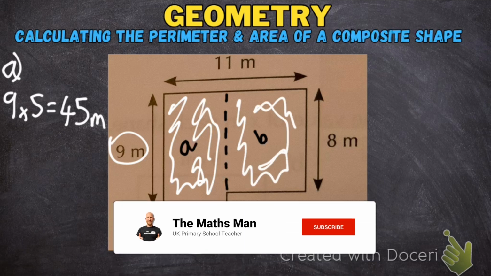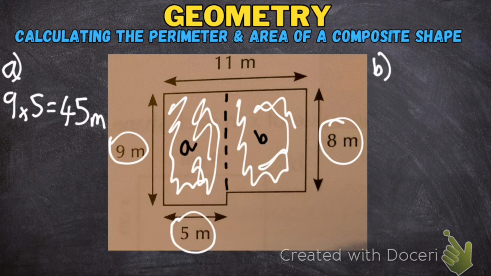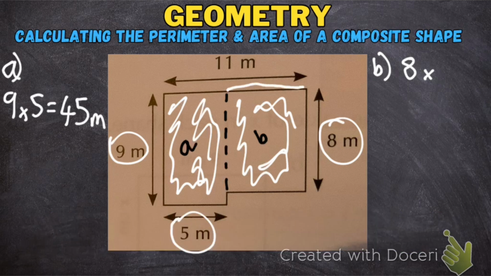So this one's a bit more difficult because I have the length. So shape B, I have the length, which is 8 meters, but I don't know the width. Okay. But when I was working out the perimeter, I worked out that the width was 6 meters. So I'm going to do 8 times 6. That's going to give me 48 meters for shape B.